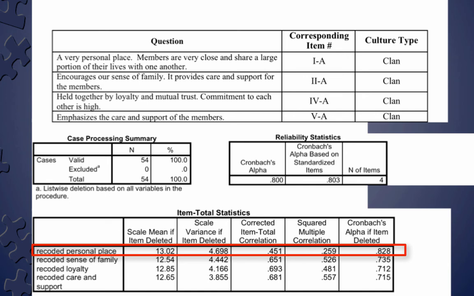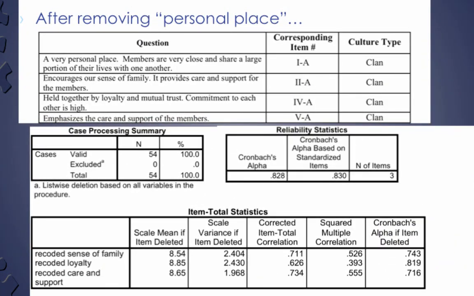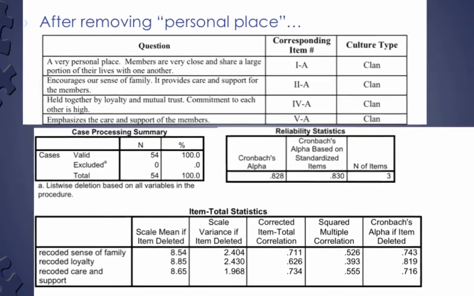So let's run the analysis, and we get something like this. After removing personal place, we see we have the same 54 individuals, but now we have our Cronbach's alpha of 0.828 with our 3 items. Notice those 3 items are sense of family, loyalty, care and support. We do not see personal place because we took it out. And when we took it out, we in fact see our Cronbach's alpha went up from 0.800 to 0.828.